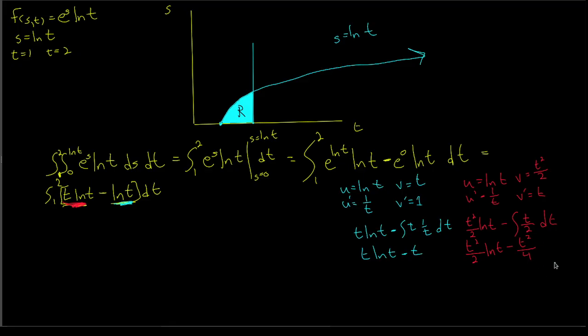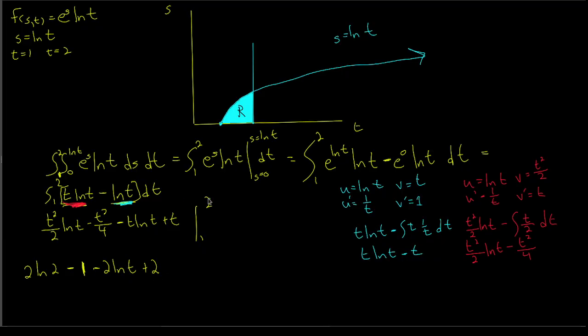So now I can put this all together, and I'm going to get, keep this in yellow, t squared over 2 ln t minus t squared over 4 minus t ln t plus t, right, minus this. All evaluated from 1 to 2, so that's going to give me 2 squared over 2, or 2 natural log of 2, minus 2 squared over 4, which is 1, minus 2 natural log of 2, plus 2, so that was the top.